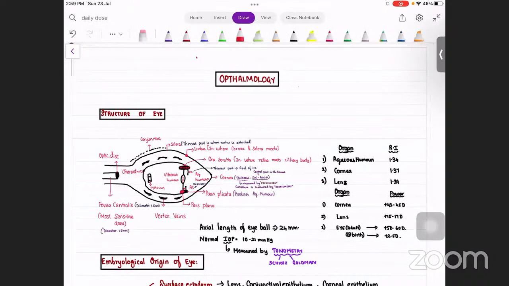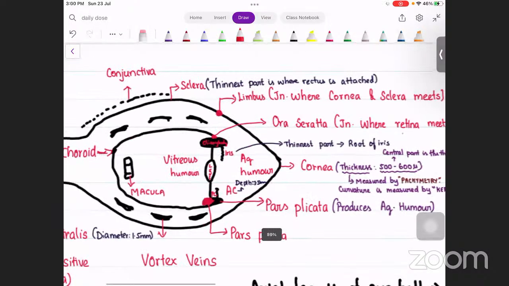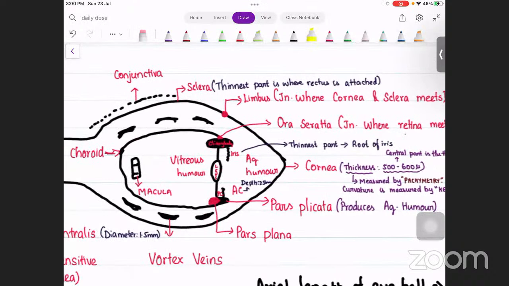So speaking of ophthalmology, the very first thing we are going to talk about is the structure of your eye. What are the structures of your eye? We're going to discuss that first. We have the outermost layer, and on the structure of the eye, this outermost layer is called the cornea.